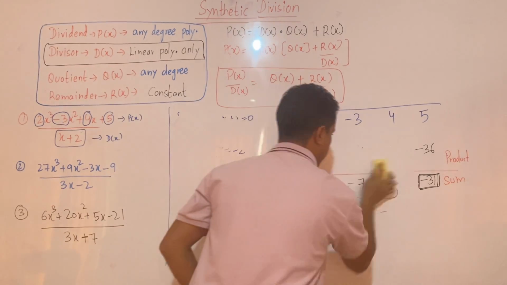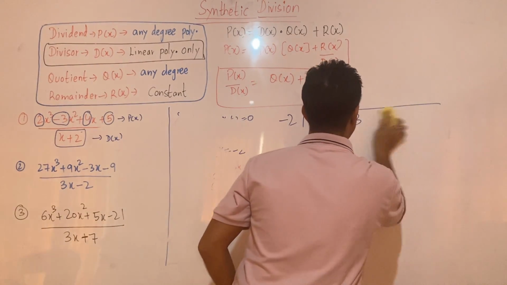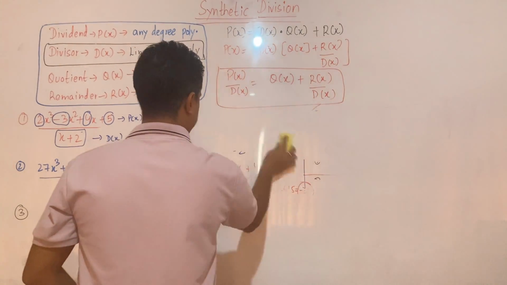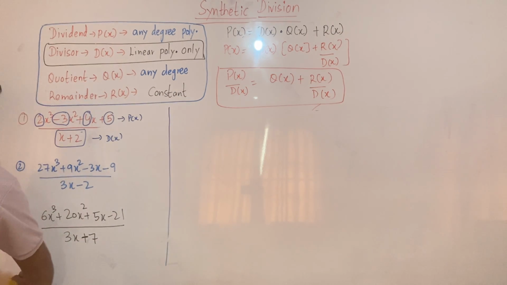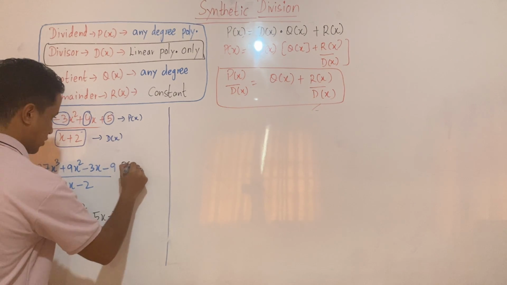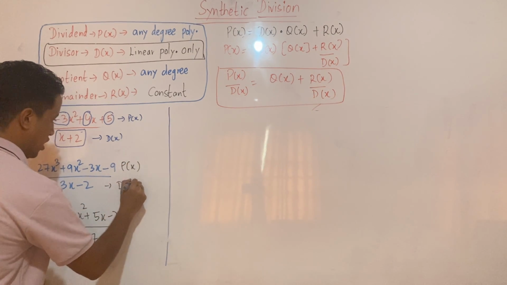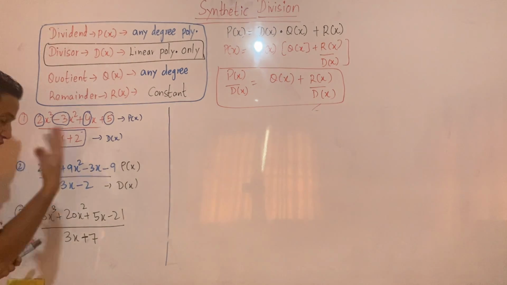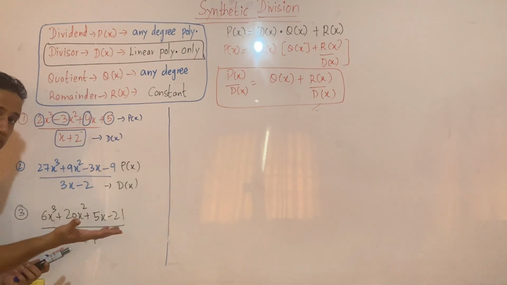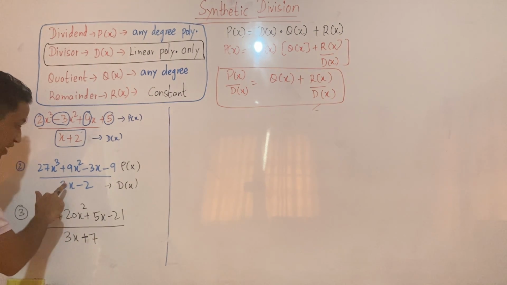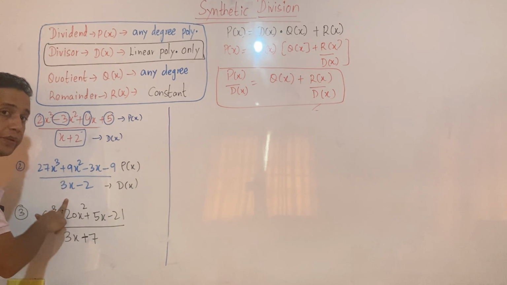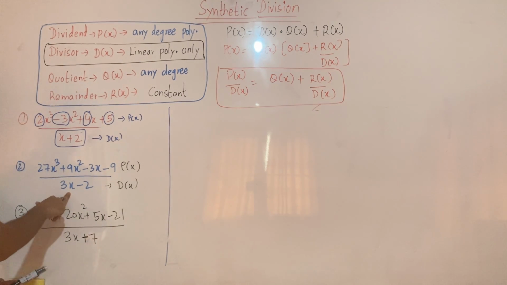Now go to the next one. Okay. In the next one, this is your px and this is your dx. So the first thing is we have to check if we can perform synthetic division or not, because the divisor dx must be a linear polynomial. Now see here, this is a linear polynomial because it has degree 1, right?